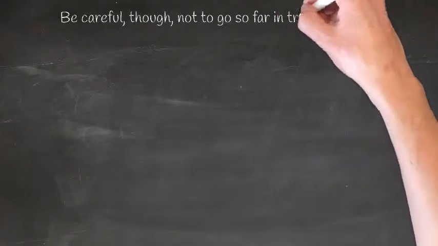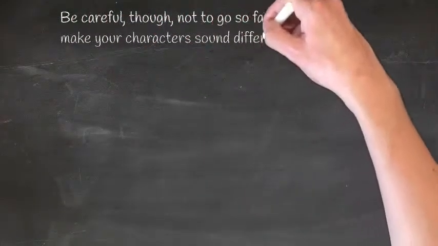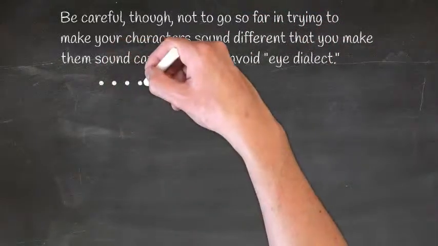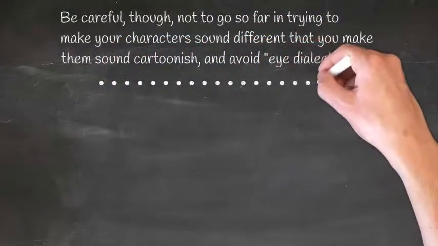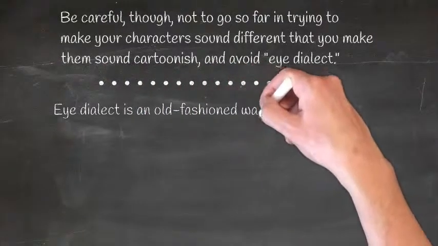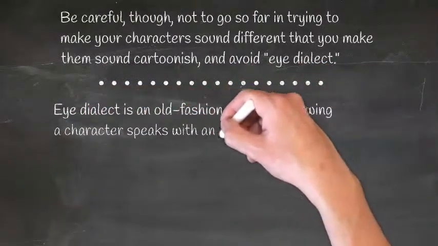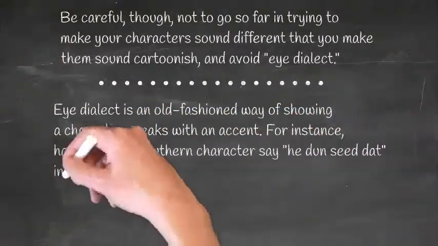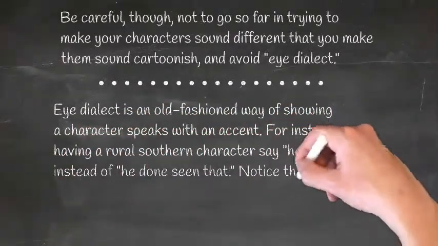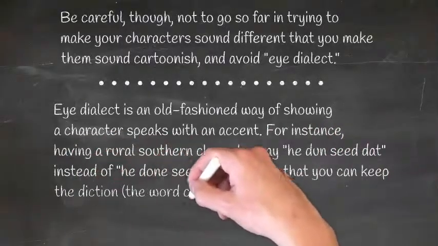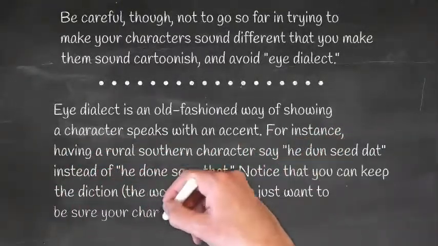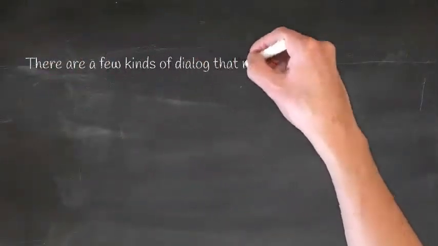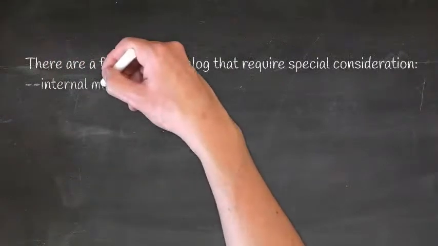Be careful, though, not to go so far in trying to make your characters sound different that you make them sound cartoonish, and avoid I dialect. I dialect is an old-fashioned way of showing a character speaks with an accent. For instance, having a rural southern character say, "He done dun seed seed dat dat," instead of "he done seen that." Notice how you can keep the diction, the word choice. You want to make sure your characters are speaking real words, though.